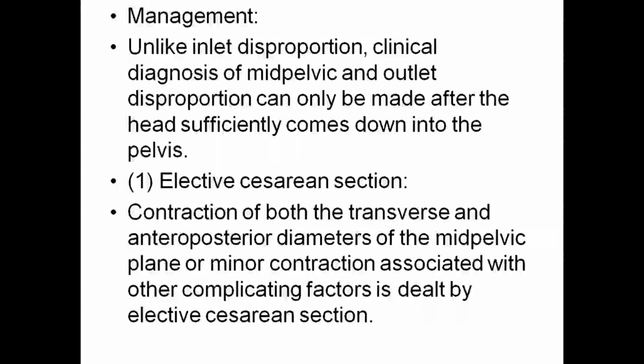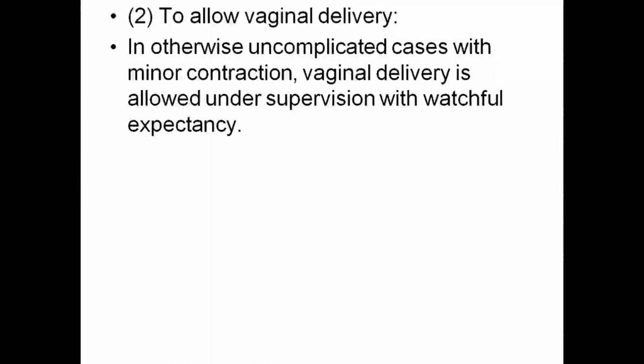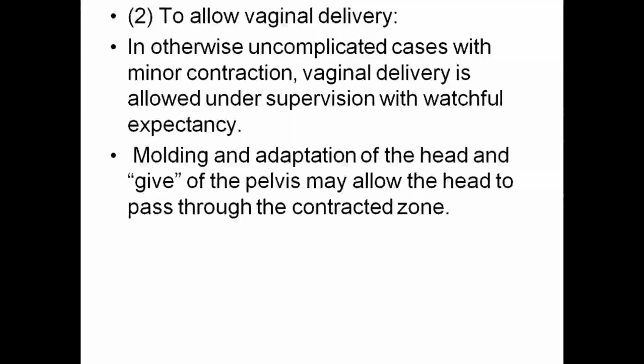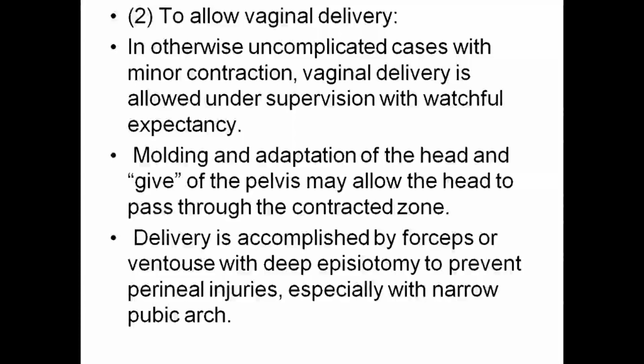Elective cesarean section. Contraction of both transverse and anteroposterior diameters of the mid-pelvic plane, or minor contractions associated with other complicating factors, is dealt with by elective cesarean section. To allow vaginal delivery: in otherwise uncomplicated cases with minor contraction, vaginal delivery is allowed under supervision with watchful expectancy. Molding and adaptation of the head to the pelvis may allow the head to pass through the contracted zone. Delivery is accomplished by forceps or vacuum with deep episiotomy to prevent perineal injuries, especially with a narrow pubic arch.